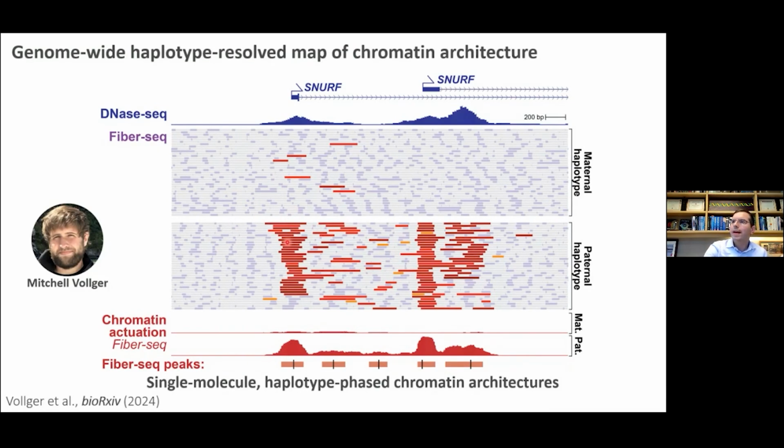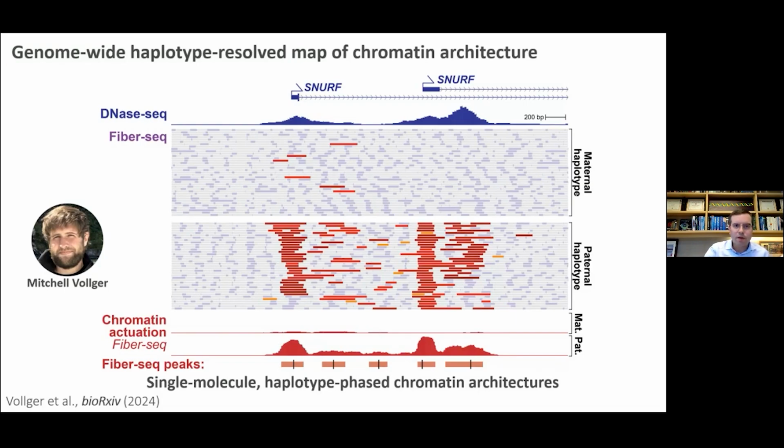And moreover, it enables us to pseudobulk our data based on haplotype. So I can now say, this is what the paternal haplotype looks like in terms of chromatin accessibility versus this is what the maternal looks like. This really provides strong power for looking at haplotype-selective chromatin features, and I'll get into some of the importance of this later on.